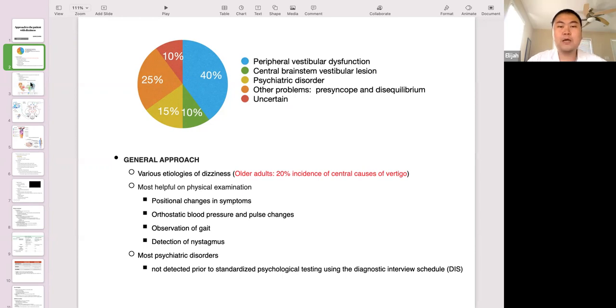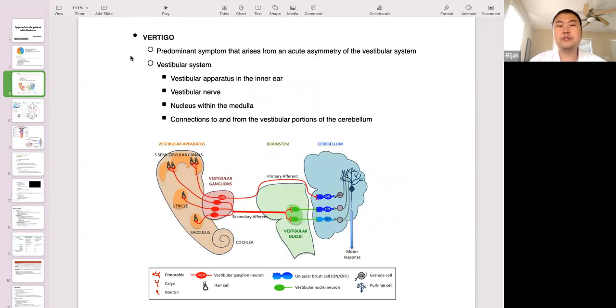If you want to know more about vertigo, we need to get really deep into the anatomy of the brain. Vertigo is the predominant symptom that arises from acute asymmetry in the vestibular system. The vestibular system contains several tissues like the vestibular apparatus, brainstem and cerebellum. The vestibulocochlear nerve has two branches: one is the vestibular branch, one is the cochlear branch. The cochlear branch is mainly for hearing, but the vestibular branch is mainly for the sensation of keeping balance.